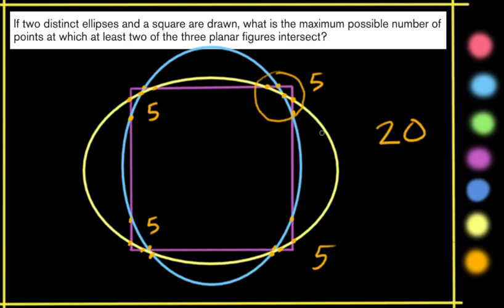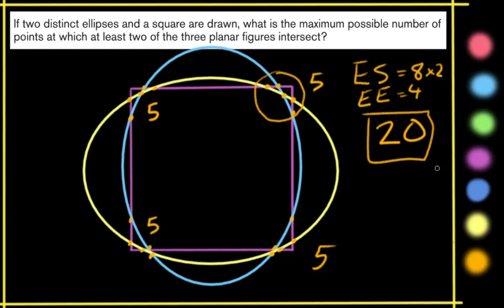And that's the most you can do because we decided that the most you could do between an ellipse and a square was 8. And we've got 2 of those. And then between an ellipse and an ellipse is 4. So we've got 2 of these is 16 plus 4 is 20. So 20 is our maximum. So that is our answer.